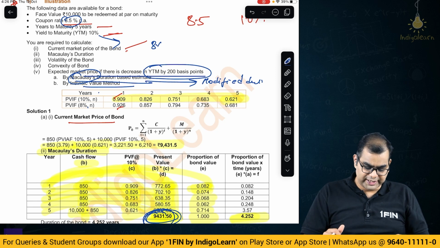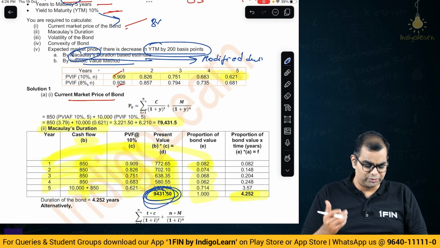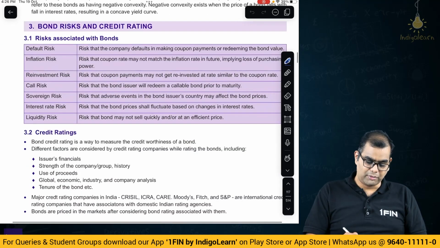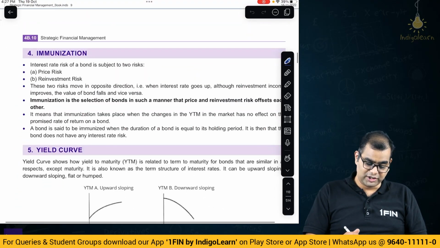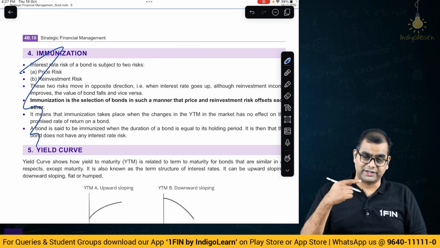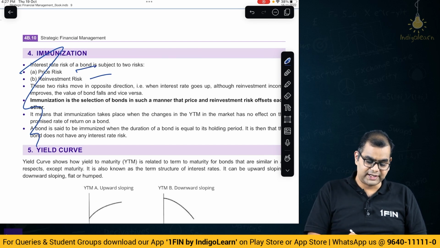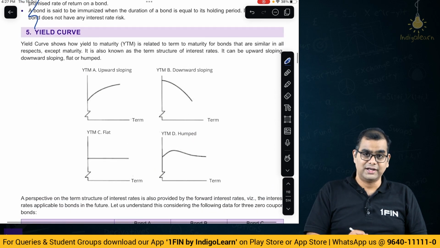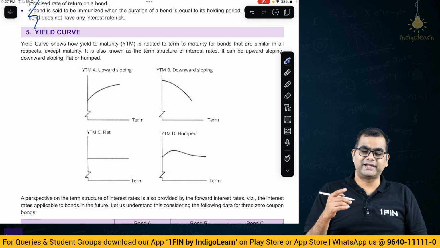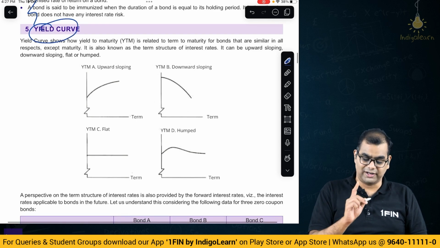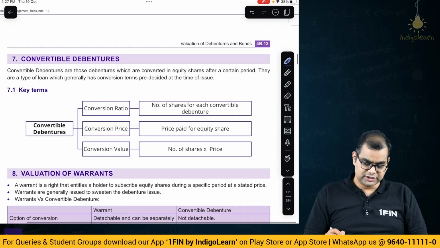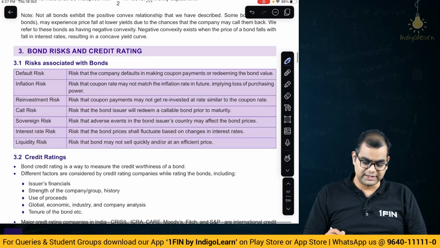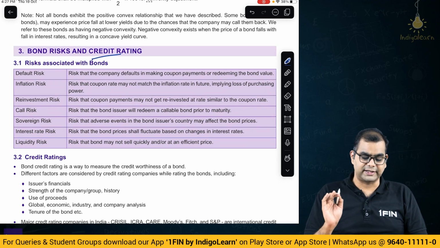Okay, now let us move to the next aspect in this particular chapter. What is that? We have completed most of the major things. Let us look at the other aspects. All these we have discussed. Bond risks and credit ratings, immunization. Immunization, I have already explained this to you well before, because it made more sense there. Price risk and reinvestment risk, both the risks you are trying to counter. Then you have something called the yield curve. Please note, I have told you that the curve depicting the price yield relationship is very different from a yield curve. I wanted you to note that. Then term structure theories and valuation of debentures and warrants. So let us look at the next aspect, which basically is bonds, risks and credit ratings.